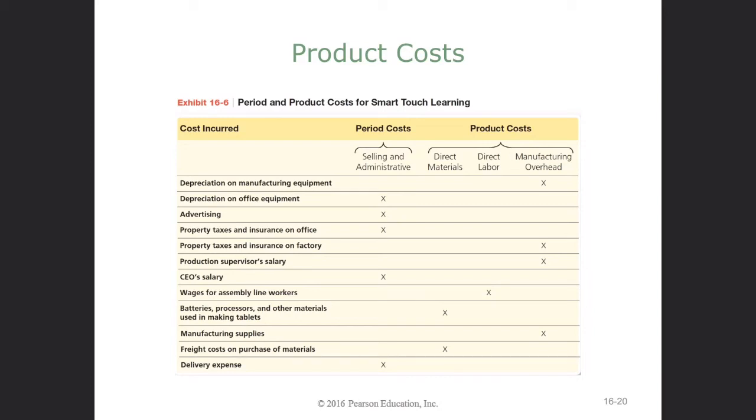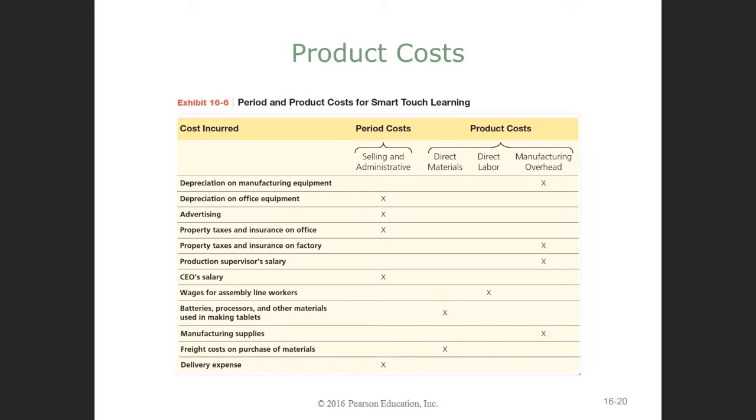So under period cost, we stopped at CEO's salary. If there's a delivery expense, that will also fall within your period cost. Under product cost, we have direct materials, direct labor, and manufacturing overhead. For direct materials, some examples would be the batteries or processors, and any other materials that are used.